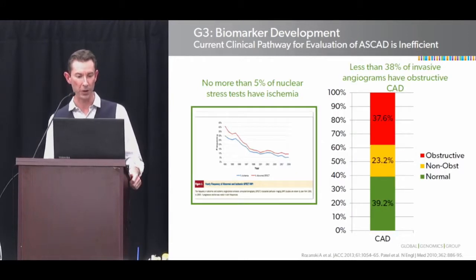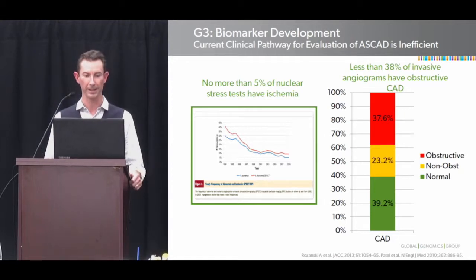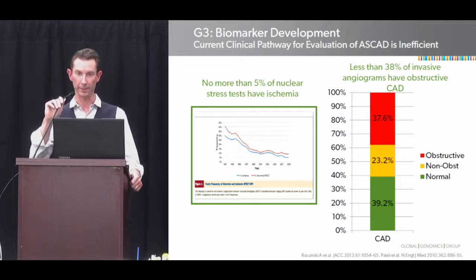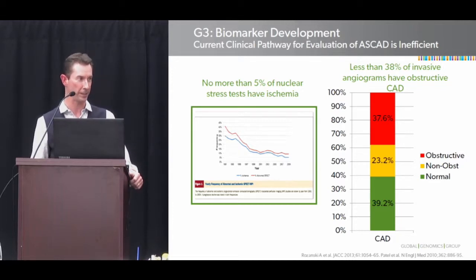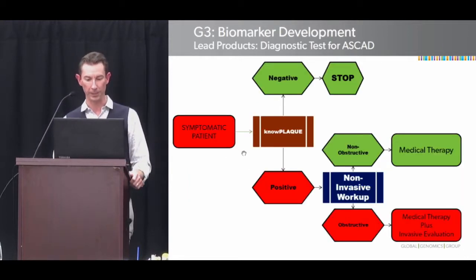The problem, as you know, in the United States, of the nuclear stress tests performed, I don't know if you know this, but only 5% of the stress tests performed in the US annually actually have ischemia on them. And of the 5% with ischemia taken to the cath lab, less than 40% will have obstructive disease. So that's the inefficient process we're trying to address by introducing a gatekeeper blood test, NoPlaque.